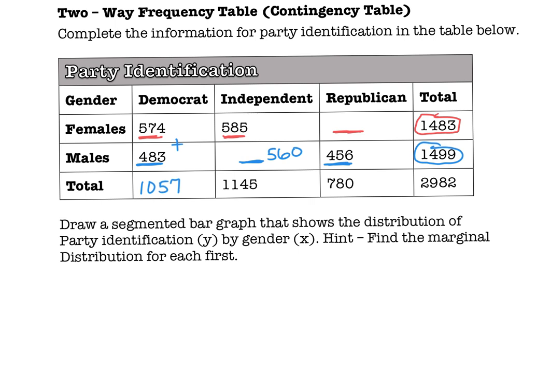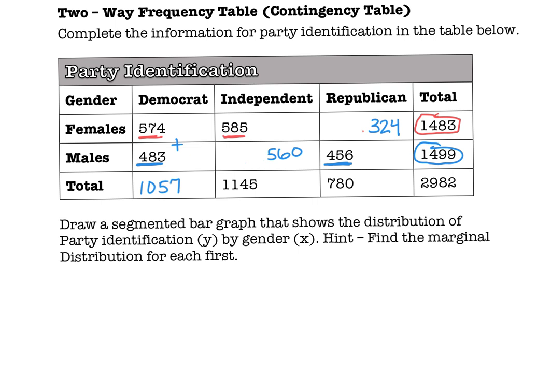And again, to do the total number of females, I'm going to say 574 plus 585. That equals 1159. 1483 minus 1159 is 324. Okay, that's right. So that finishes out our table. All right, so let me erase some of these lines here, clean this up, get rid of that. So now you have a complete two-way table.